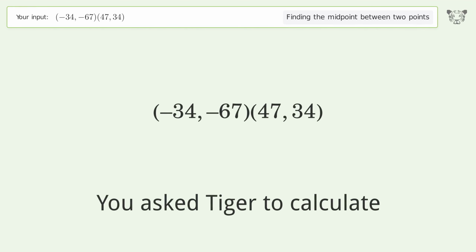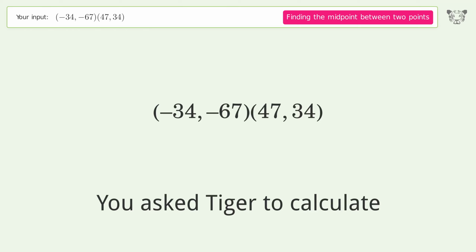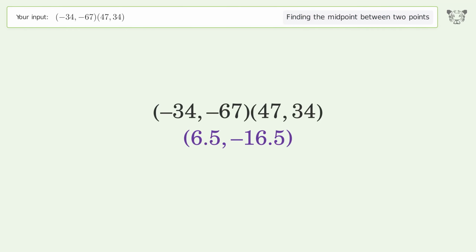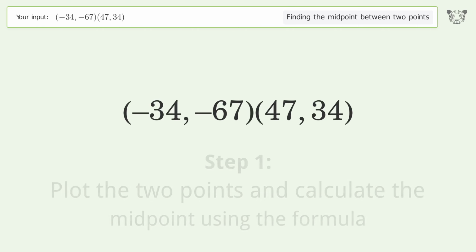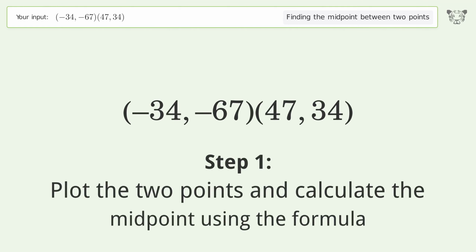You ask Tiger to calculate. This deals with finding the midpoint between 2 points. The midpoint between the 2 points is 6.5, negative 16.5. Let's solve it step by step. Plot the 2 points and calculate the midpoint using the formula.